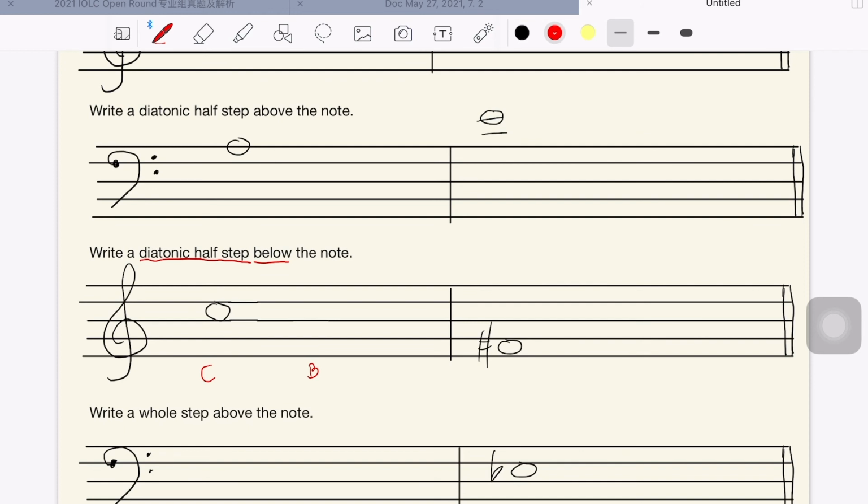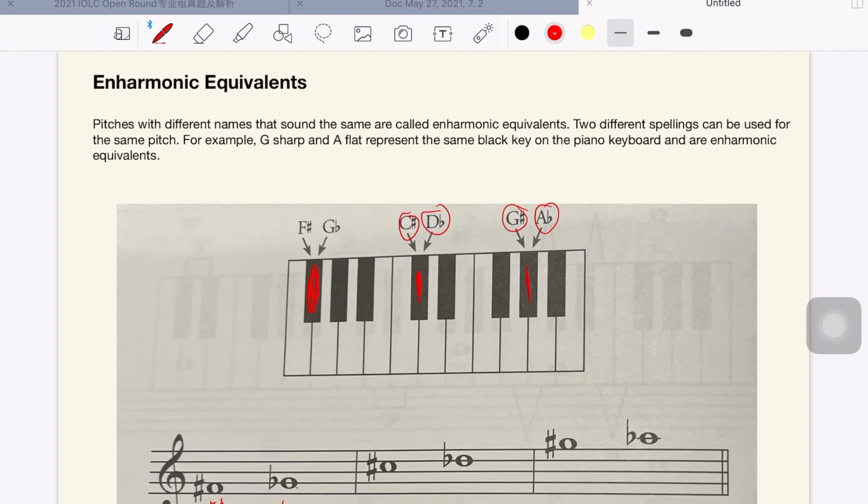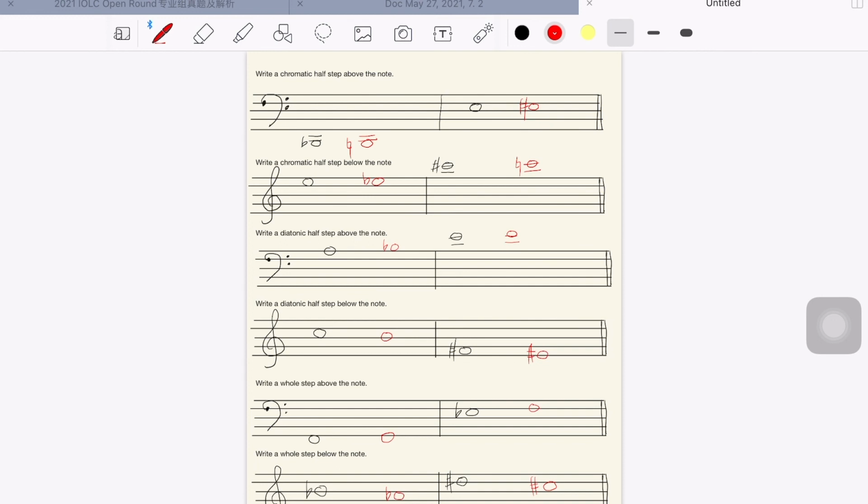And now we check if we need to use any accidentals. Well, we don't actually need any accidental because between C and B, it's a half step already. If we look on the piano here, C and B, this is the half step. Therefore, we don't need to add any accidental. Here are the corrections to all the exercises.